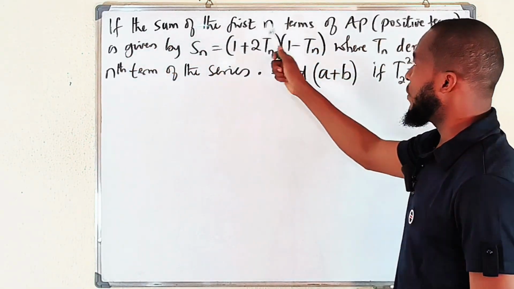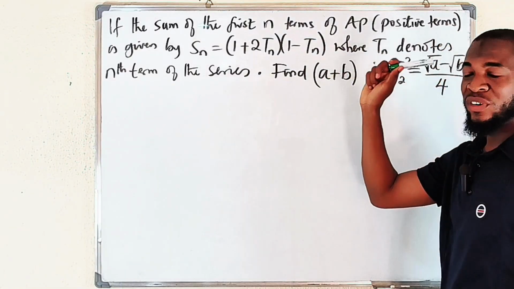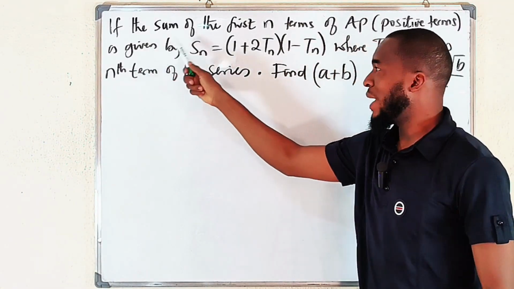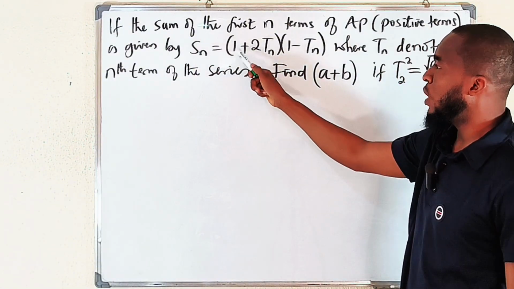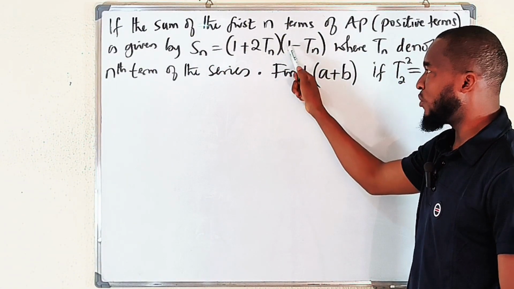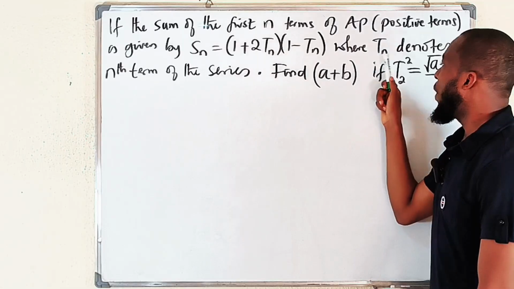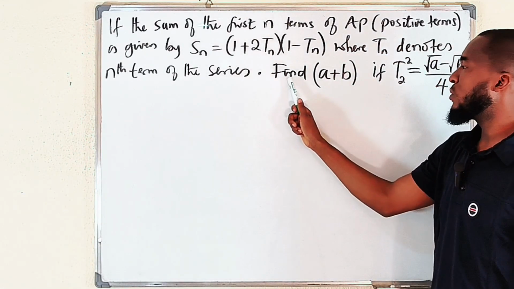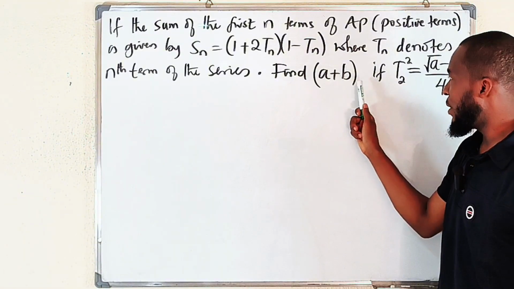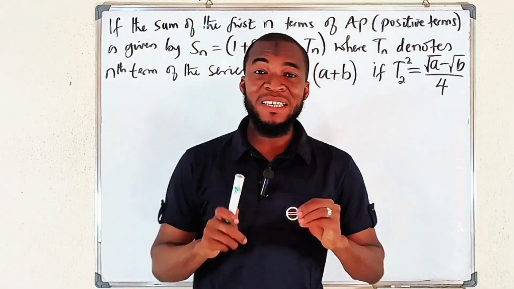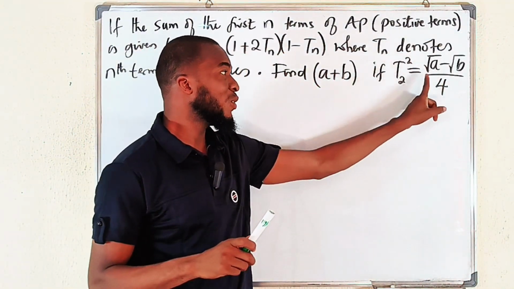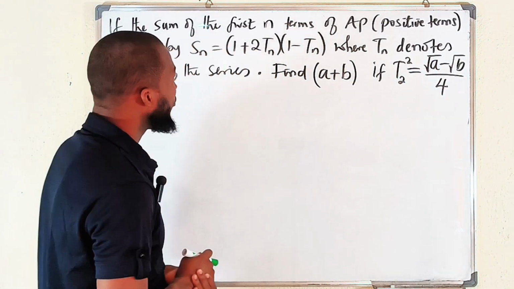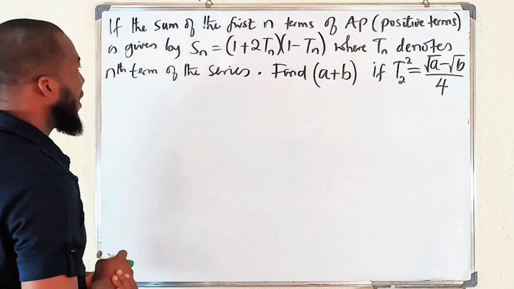If the sum of the first n terms of an arithmetic progression sequence, we are talking about positive terms, is given by Sn equal to (1 plus 2tn) times (1 minus tn), where tn denotes the nth term of the series, we are asked to find the sum of a and b if t2 squared is equal to (the square root of a minus the square root of b) divided by 4. All right, let's get started.